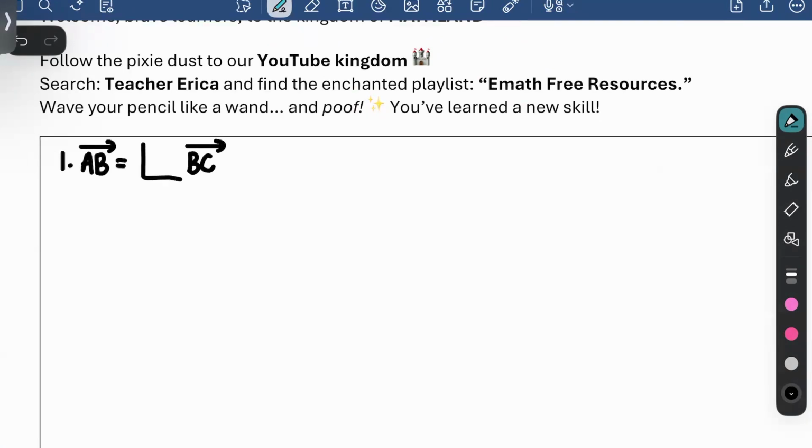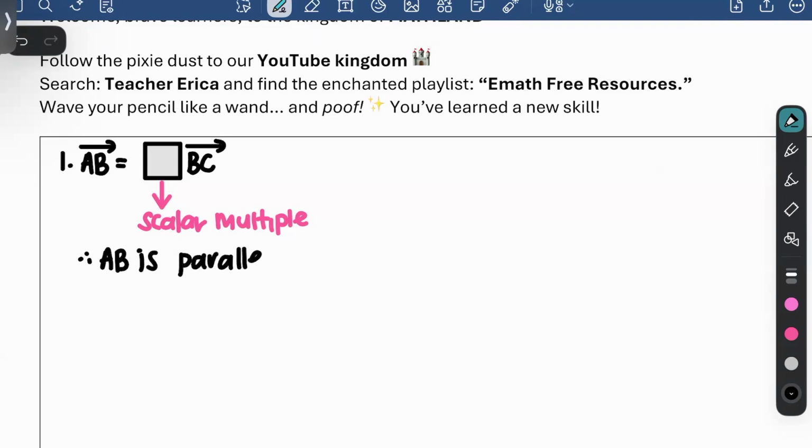So how do you show me that they are parallel? You must always be able to get a constant out of this one here. So this is what we call a scalar multiple. Can you understand that? It can be a number, it can be a fraction, it can be positive, it can be negative as well, no problem. But it has to be a constant. Once you can show me that they are scalar multiples, AB is parallel to BC. So this is the step that you need to do first.